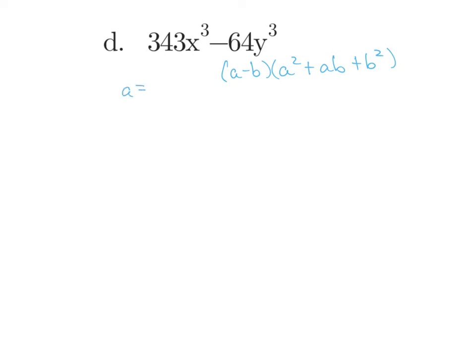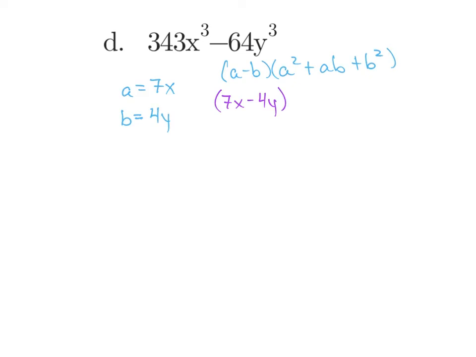343, you may not know what this is. I will go ahead and let you know. This is 7. 7 cubed is equal to 343. x cubed, well, that's going to be x. For b, what cubed equals 64? We get 4, and we want to put a y with it. So now if we plug this into our formula, we get a minus b is equal to 7x minus 4y.